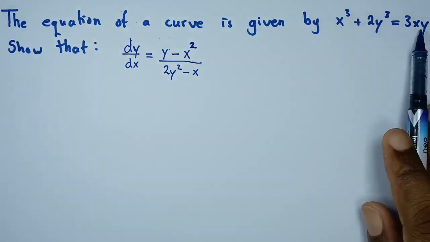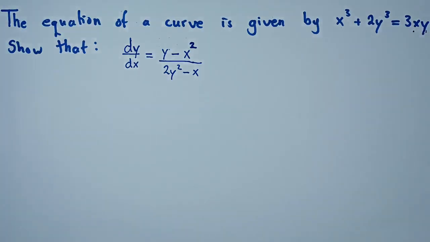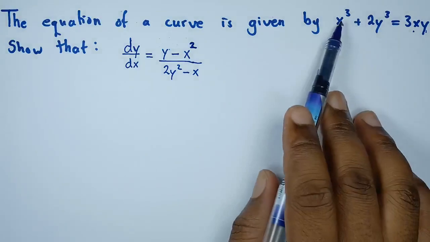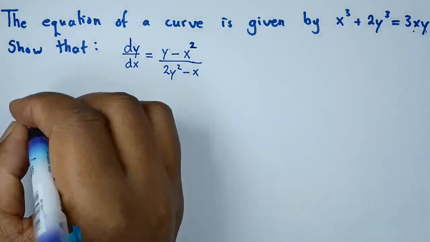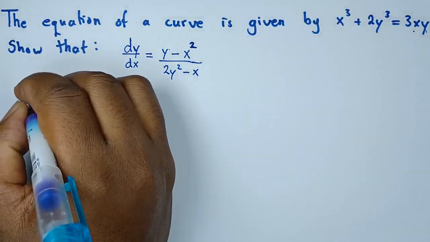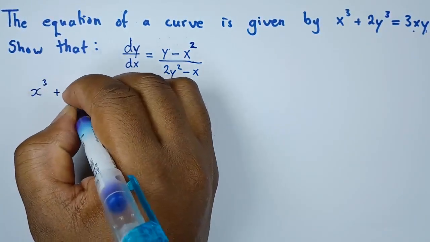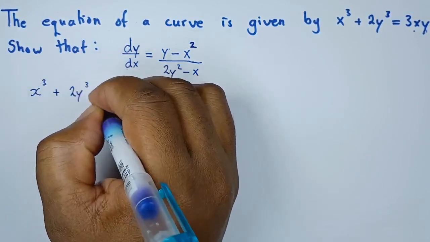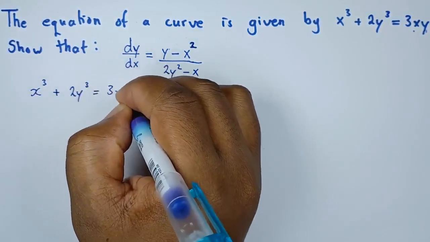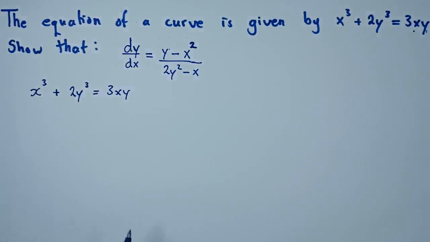Then for this part, we have x and y. We're going to consider them as two functions multiplying, and hence we shall use the product rule. So let's go ahead. To start with, we have x power 3, let me just write the whole thing, 2y cubed, this is equals to 3xy. So this is what we're going to do.